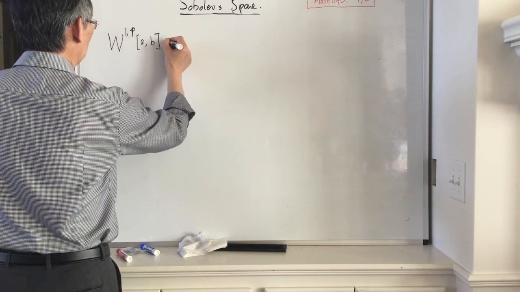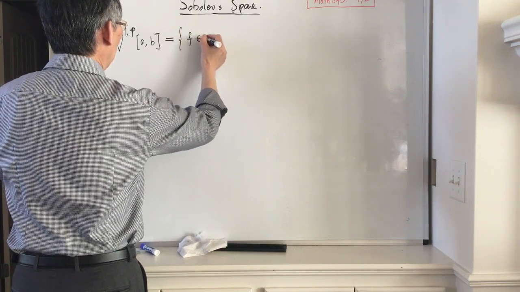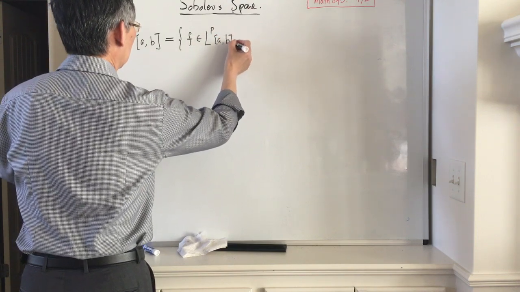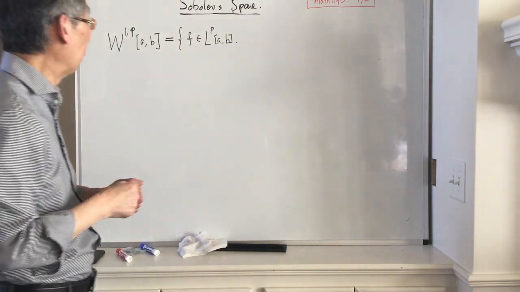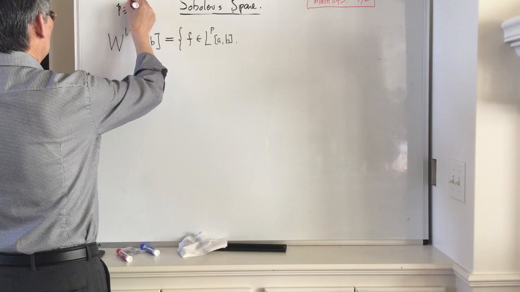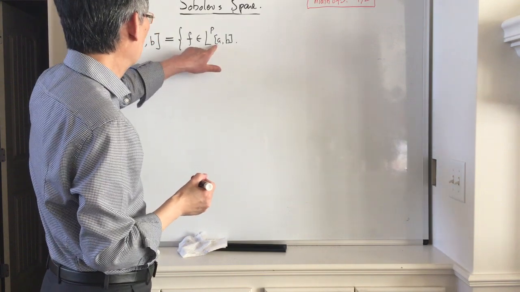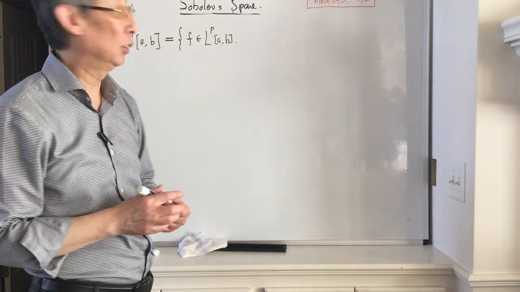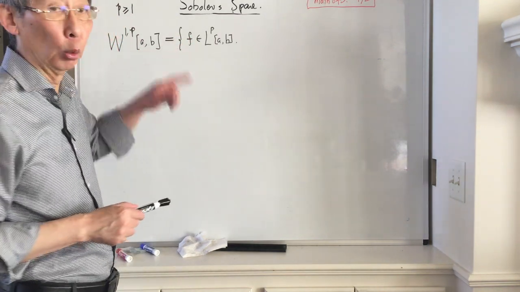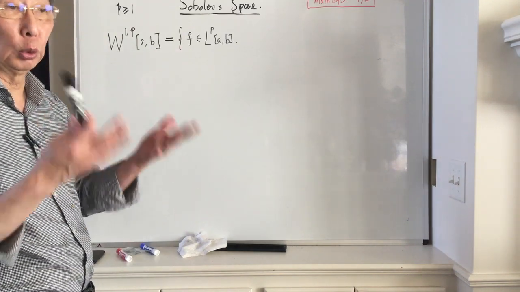Okay, so what is this space? This space is equal to all the functions in L^p(A,B), such that, one thing you need to remember is that p is greater than or equal to 1. Now if you have a function in L^p, since our domain is finite, it's easy to show that this f is also in L1. Now if you have a function in L1, you can introduce a weak derivative, right?